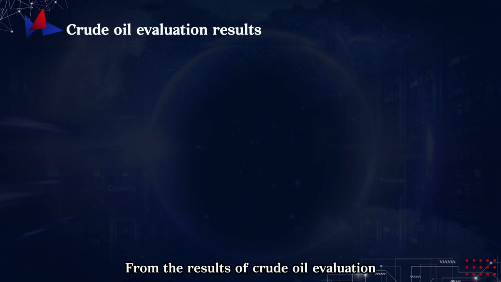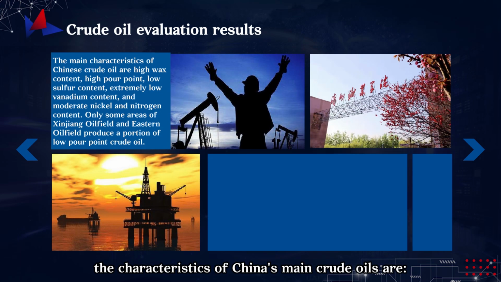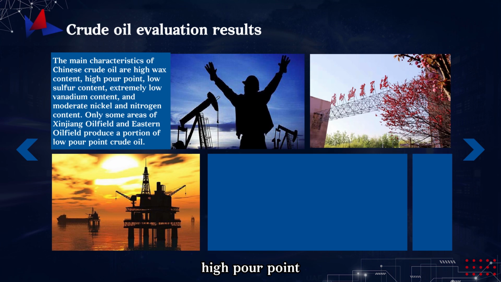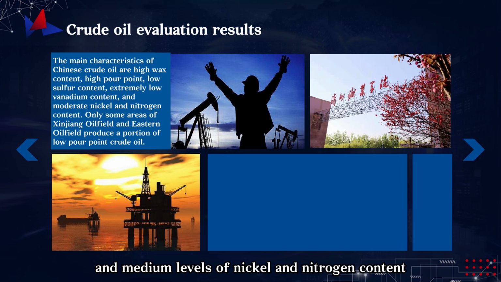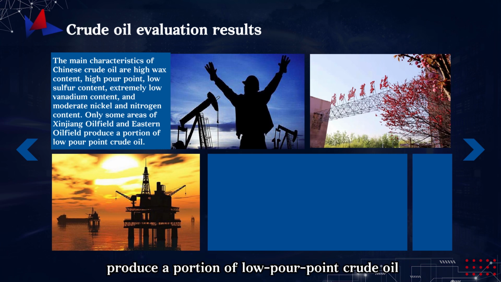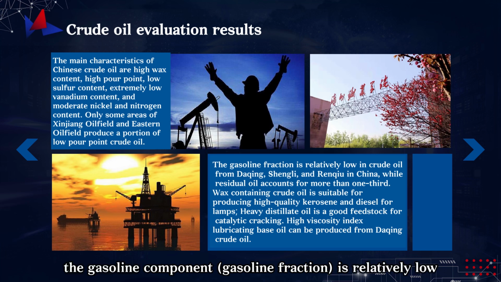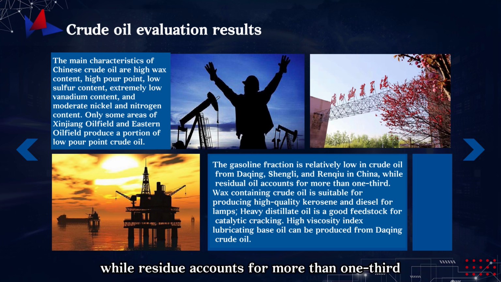From the results of crude oil evaluation, the characteristics of China's main crude oils are high wax content, high pour point, low sulfur content, very low arsenic content, and medium levels of nickel and nitrogen content. Some oil fields in Xinjiang and the east regions produce a portion of low pour point crude oil. In China's Daqing, Xingli, and Rinqiu crude oils, the gasoline component, gasoline fraction, is relatively low, while residue accounts for more than one-third.